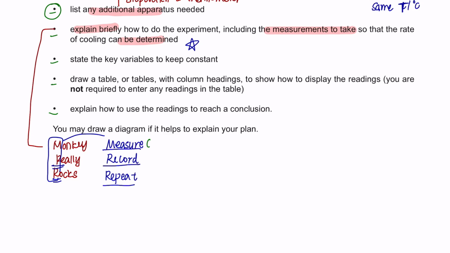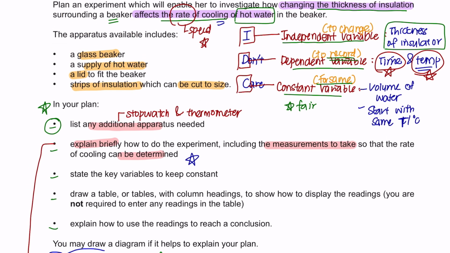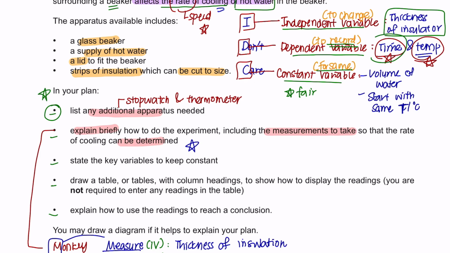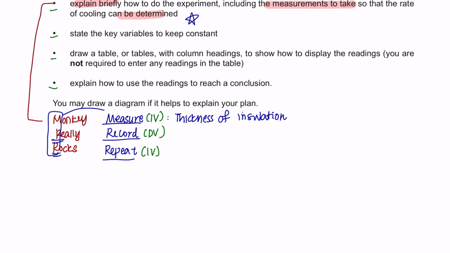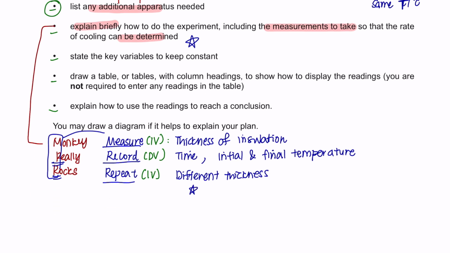We're going to measure the independent variable, record the dependent variable, and repeat for different values of the independent variable. So we're going to measure the thickness of insulator and then record the time taken from a certain temperature until it drops down probably to room temperature. So we're going to record the time taken and initial and final temperature change. And then we're going to repeat the experiment for the different thickness of insulation. And when you repeat, you can say that for at least 4 other measurements.